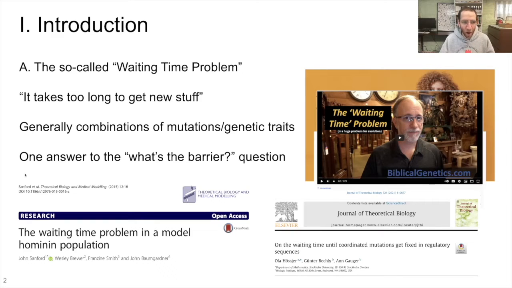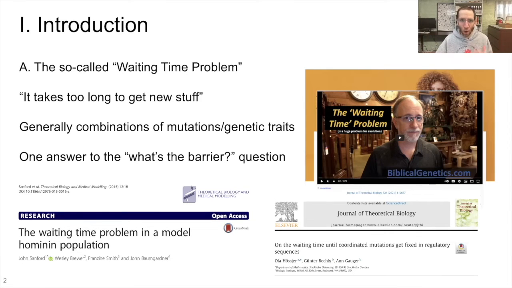So here we have John Sanford and his co-authors in Theoretical Biology and Medical Modeling from 2015, The Waiting Time Problem in a Model Hominin Population. And then more recently in the Journal of Theoretical Biology, we have Oster, Beckley, and Gager on the waiting time until coordinated mutations get fixed in regulatory sequences. So they are actually doing real work on this, as opposed to just Nathaniel Jeanson writing more books on his made-up human genetic stuff, right? They are actually doing peer-reviewed publications on this specific topic.